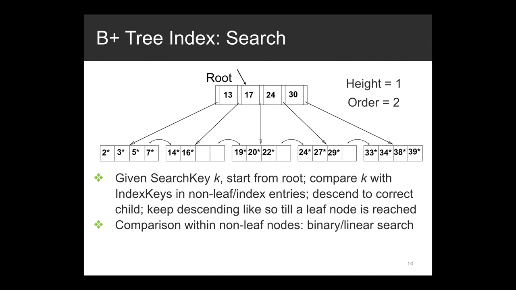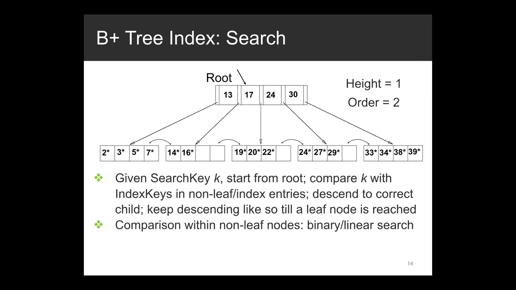Now a search key K comes in. You figure out which interval it falls in, take that pointer to the child, figure out which interval it falls in, and then take that pointer and recurse until you hit a leaf node. Once you compare with the entries in the leaf node, again you can do binary search or linear search, and that will tell you whether that key is present or absent.